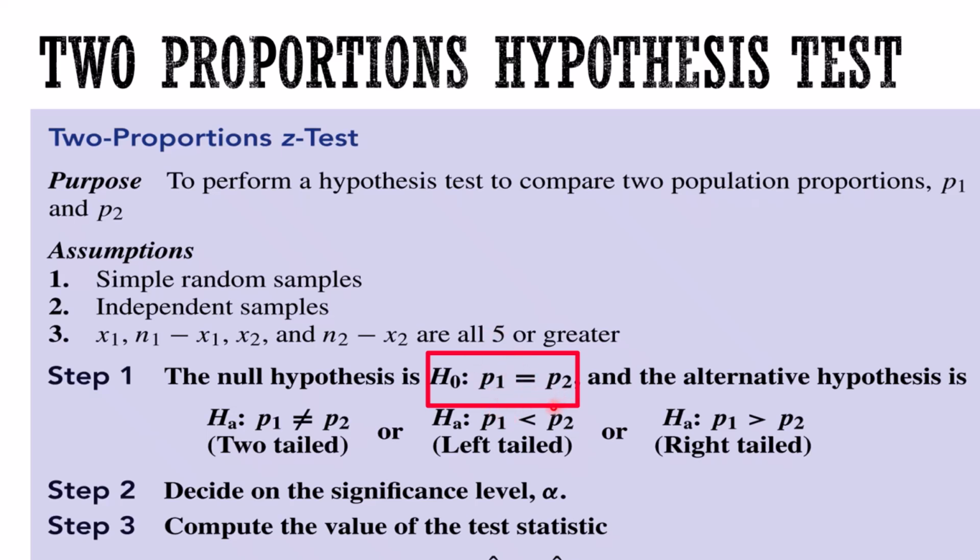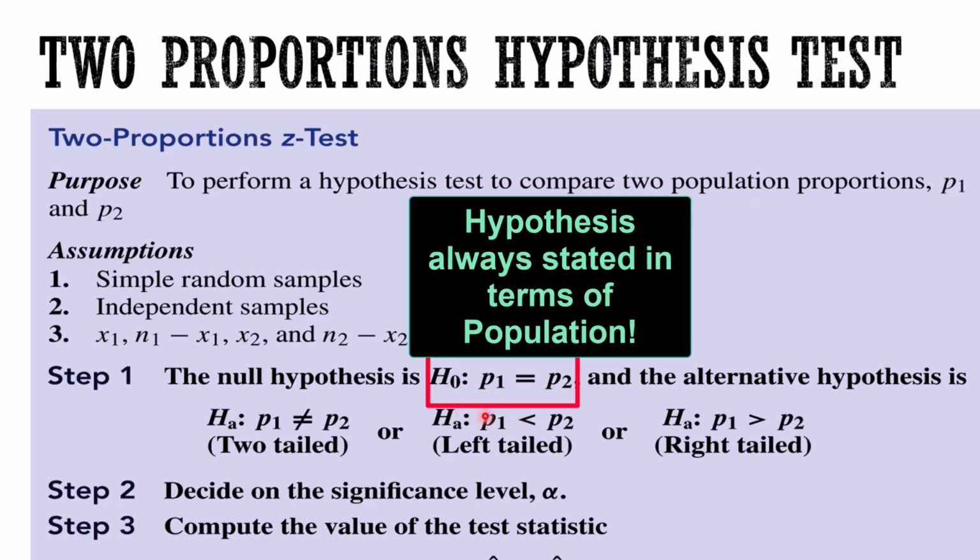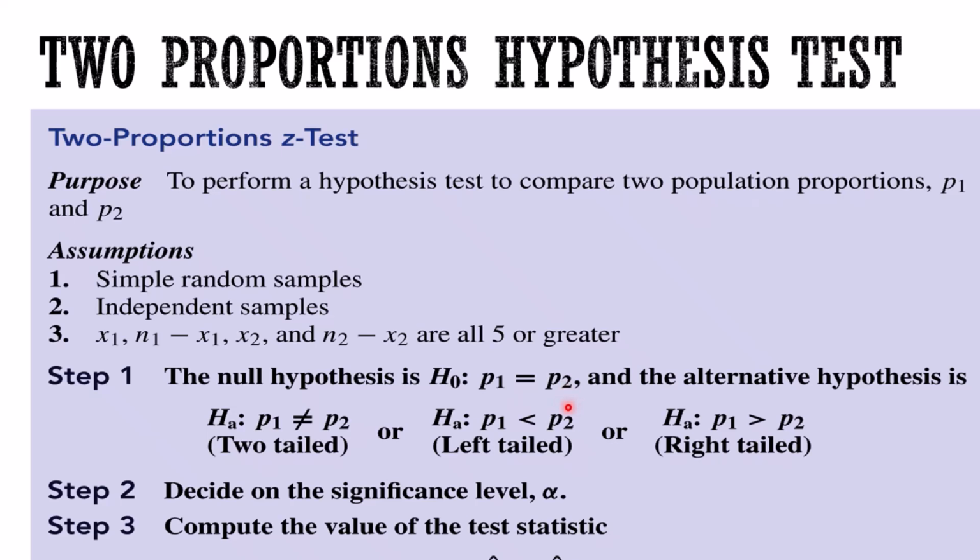Another alert here: please do not write p hat sub 1 and p hat sub 2. Hypotheses should always be stated in terms of population parameters. It should be p sub 1 equals p sub 2. Another mistake I commonly see is students writing mu sub 1 equals mu sub 2. There's no mean in proportions, so it should be p sub 1 equals p sub 2.